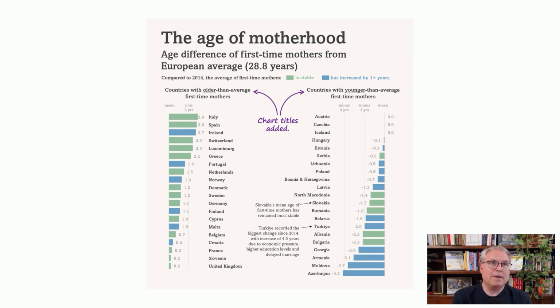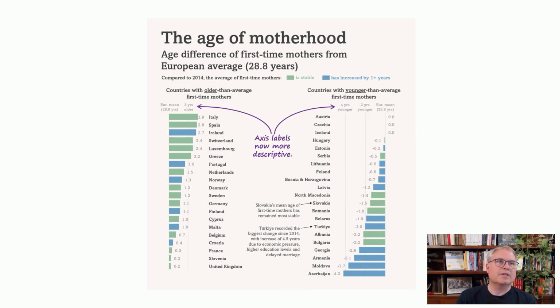It's basically the same metric, but the dividing point is basically kind of the average. And I think there's also opportunities here to make our quantitative scale axes a little bit more descriptive, right? Just mean plus 2 years, minus 4 years, again, people figure it out. But if we did something like this, for example, and we actually specify what is the mean? Oh, it's the European mean, which is 28.8 years. Okay. And then it's just 2 years older. It's a little bit more specific than just saying plus 2 years or minus 2 years.